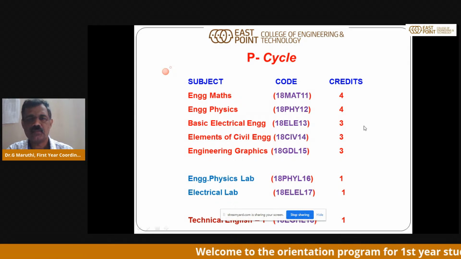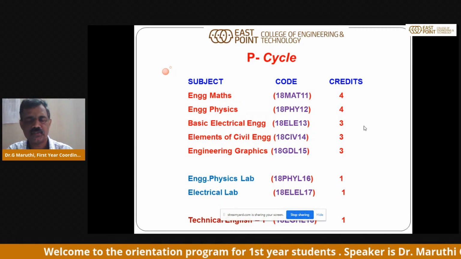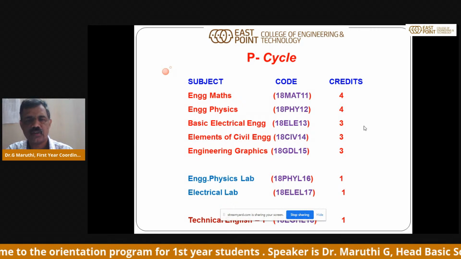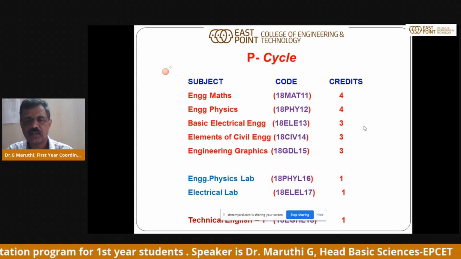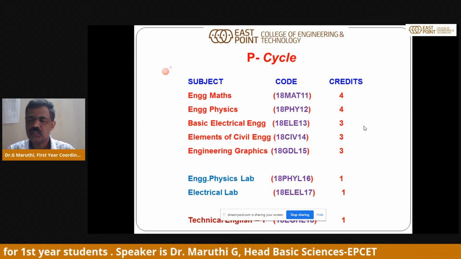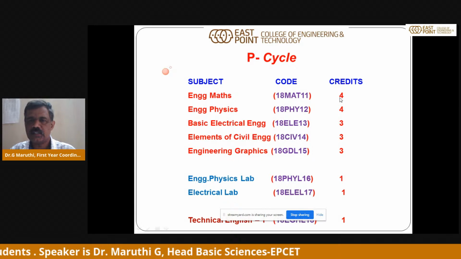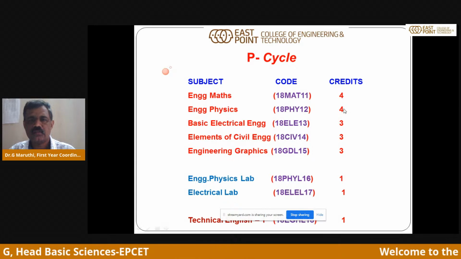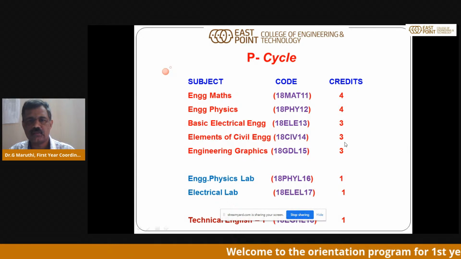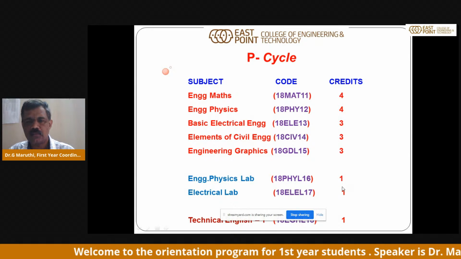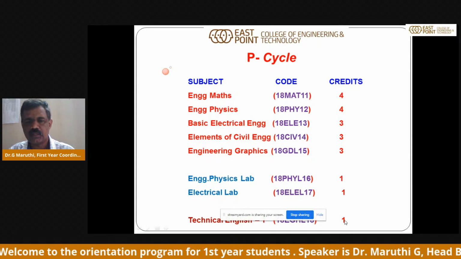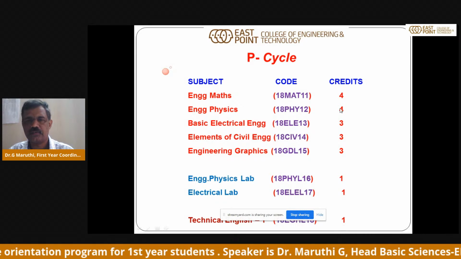We'll have engineering mathematics, engineering physics, basic electrical engineering, elements of civil engineering, graphics. You have physics lab, electrical lab, and also a technical English. In the last column, you can see the credits. Maths has got credits of 4. Physics also has got credits of 4. Electrical, civil, graphics have got credits 3. Whereas the labs have got only one credit, technical English also got 1 credit.